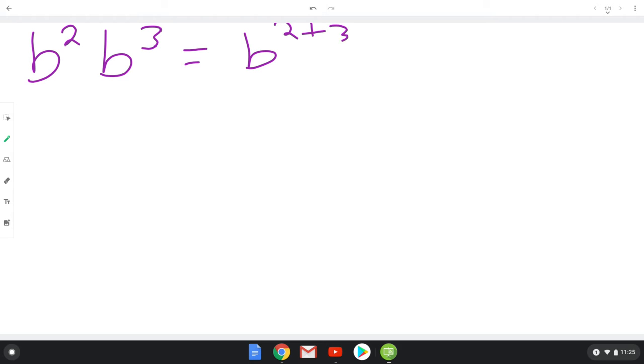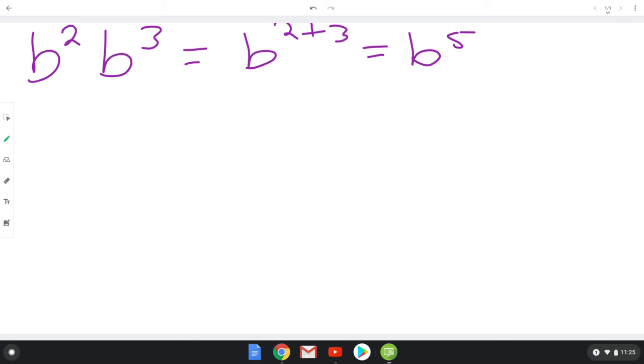The first one is the multiplication property of exponents, which basically says that if I have something to a power times the same base to a different power, then I can add the exponents. That works if and only if the bases are the same, right?